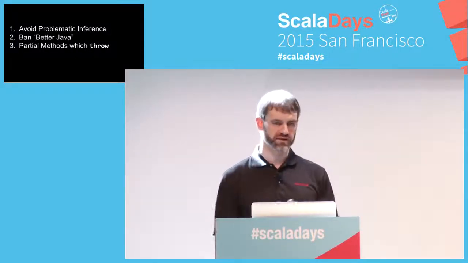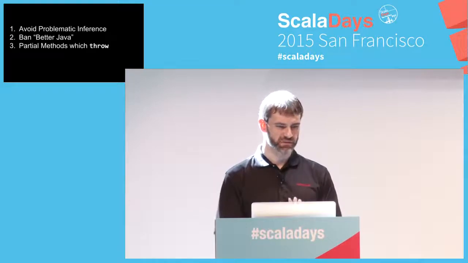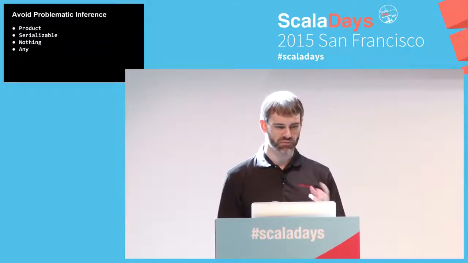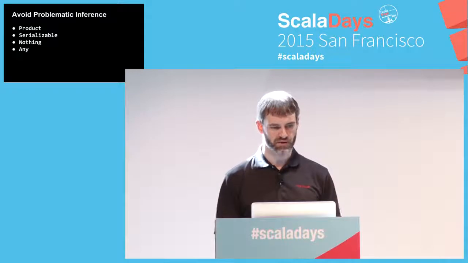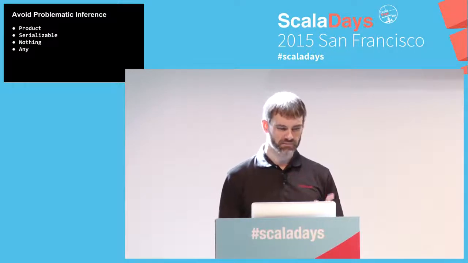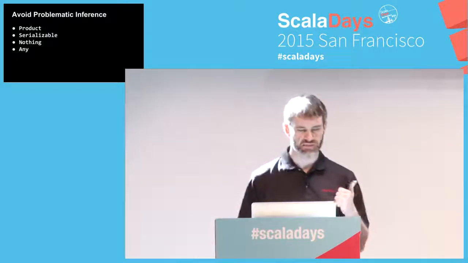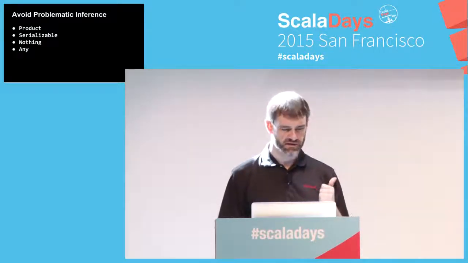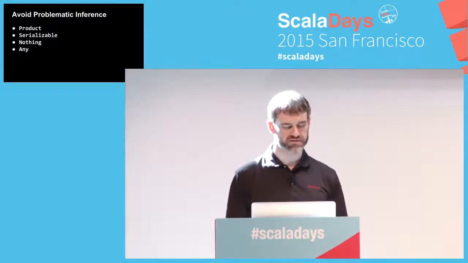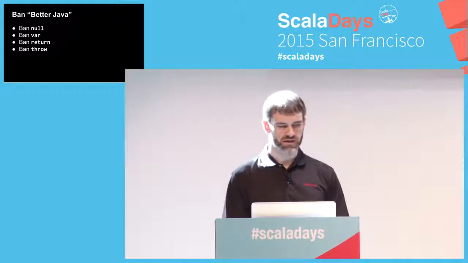I'm going to group its capabilities into 3 categories. Avoiding problematic inference, so like Product, Serializable, Nothing, and Any. I don't particularly believe in the Nothing check, because that tends to generate more nuisance than I think it does value. It bans better Java.